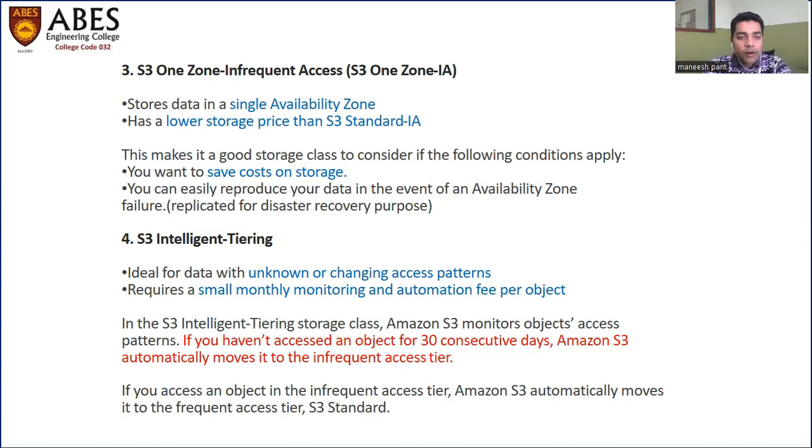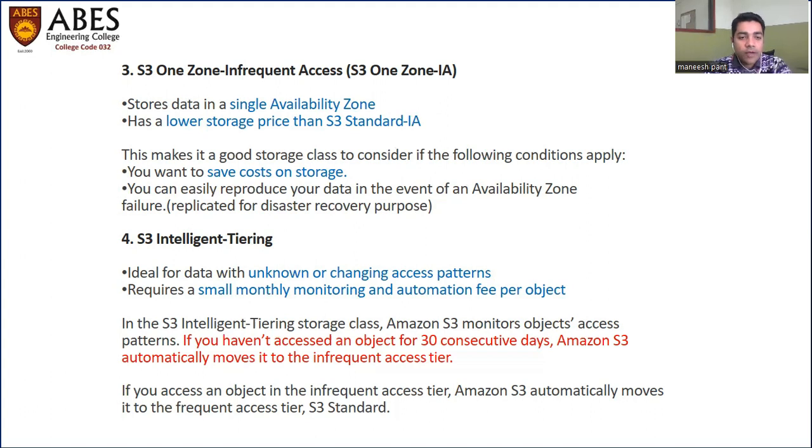Now the fourth part is S3 Intelligent-Tiering. As the name suggests, it must have something intelligent going on in this storage. Now what is the intelligent part? It changes the storage according to our access patterns. If we are accessing it quite regularly, it changes according to that. If we are accessing infrequently, it changes the monthly charges and the fees according to that.